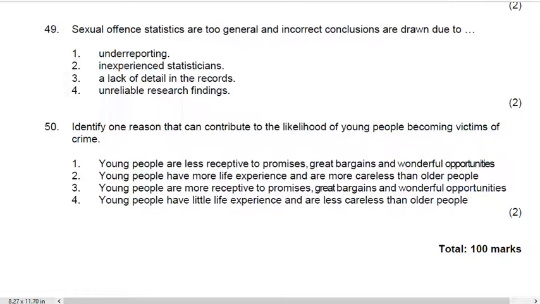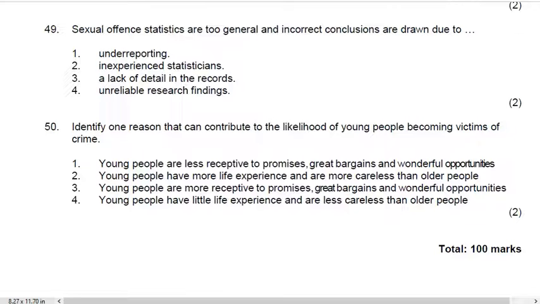The last question of our May-June 2020 CMY 1502 question paper is: Identify one reason that can contribute to the likelihood of young people becoming victims of crime. The answer is 3, which is young people are more receptive to promises, great bargains, and wonderful opportunities. I found this on page 19 of our study guide.